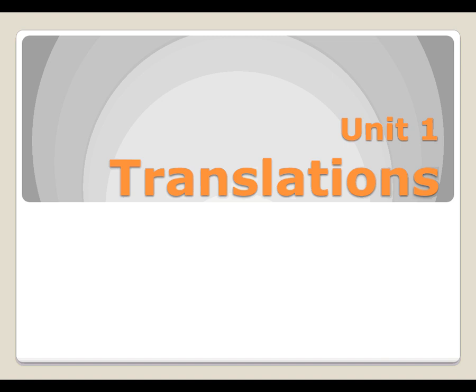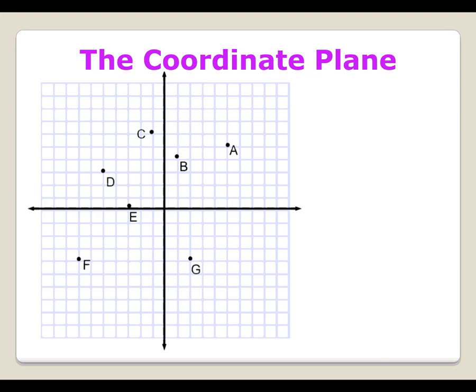So let's do some background stuff. Before we can talk about translations, we really need to go over things about the coordinate plane, and more specifically, how to plot points, the x and y axis, and quadrants. So let's get going on that. All right, so we have the coordinate plane, which is this one.